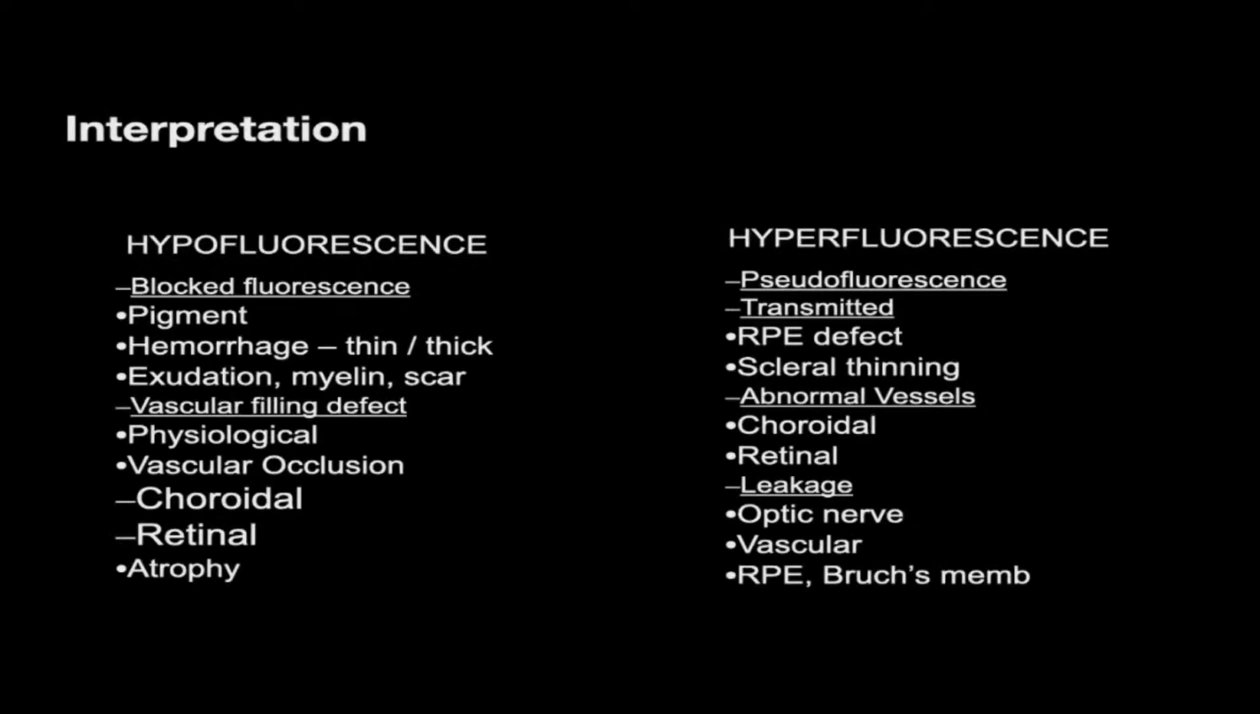Now over here, again, similar to fluorescein angiography, you have hypo or hyper. You have hypofluorescence, or hyperfluorescence. Hypo is generally seen when you have blocked fluorescence. So just to make it easier to remember and understand, I'll use fluorescence. So you can have blocked fluorescence because of pigment, hemorrhage, or exudation, or you can have vascular filling defects. You can have hyperfluorescence because of either pseudo or transmitted fluorescence, because of RPE defects or scleral thinning. Abnormal vessels will cause hyperfluorescence, and leakage because of lesions at the optic nerve or vascular.